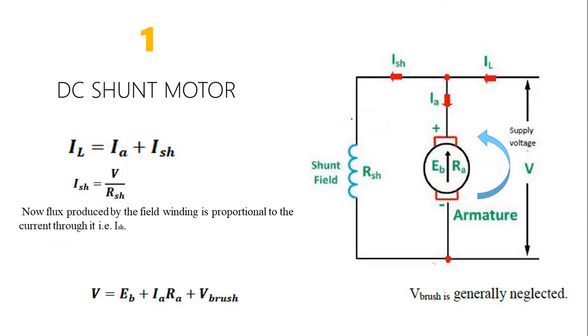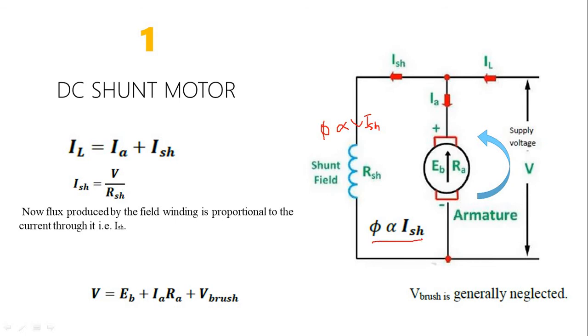That is, the current flowing through the field winding is ISH, a constant current flowing here because of the constant supply, so the flux produced by the field winding I can represent as phi sh. So flux is directly proportional to ISH in the case of a DC shunt motor. Coming to the second, phi is directly proportional to ISH, as we just saw here.